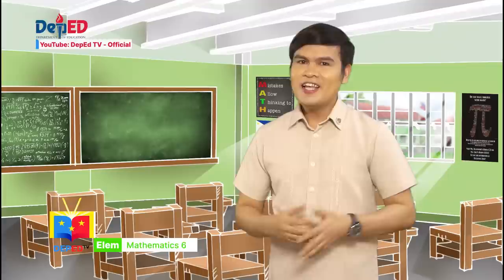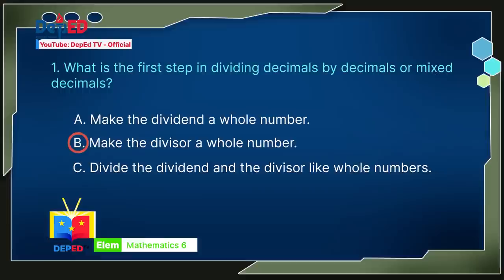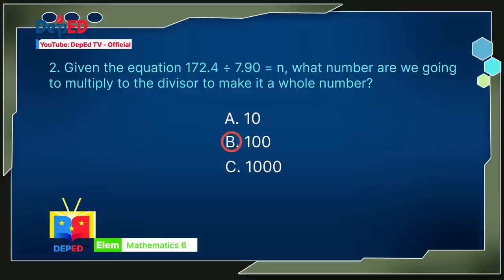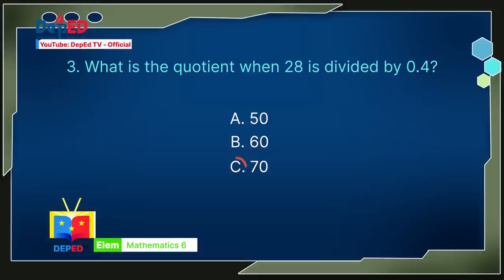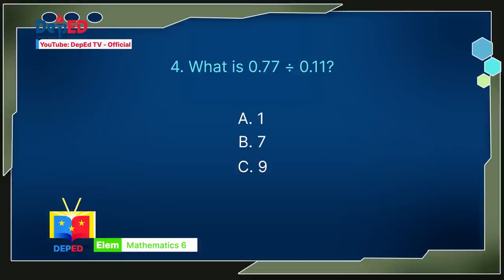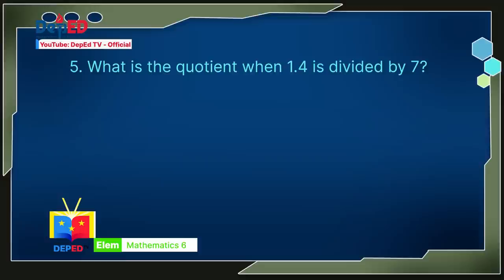Check now your answers. The answer for number 1 is letter B. Make the divisor a whole number. The answer for number 2 is letter B, 100. The answer for number 3 is letter C, 70. The answer for number 4 is letter B, 7. And the answer for number 5 is letter B, 200.